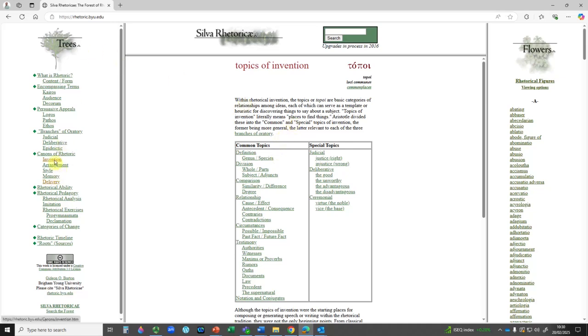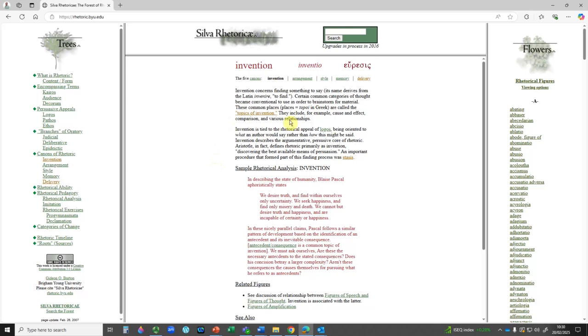Okay, go back to Invention here. And then Invention is tied. This is, I think, the most important paragraph, the second paragraph. Invention is tied to the rhetorical appeal of logos, logic, and word, right? Being oriented to what an author would say rather than how this might be said. So, right, and that's what this presentation is all about.